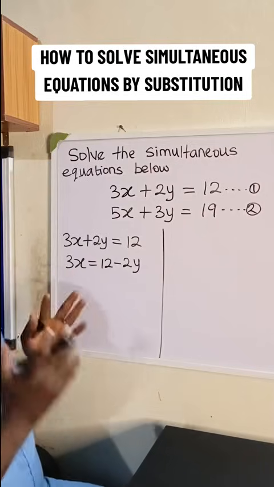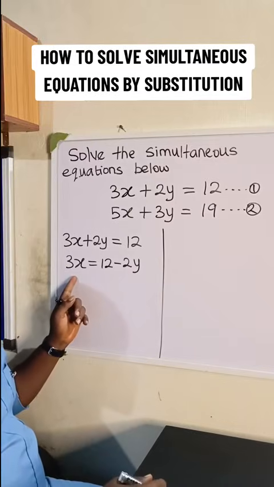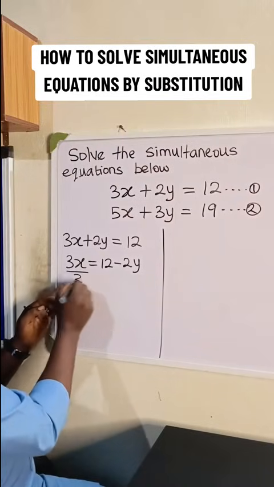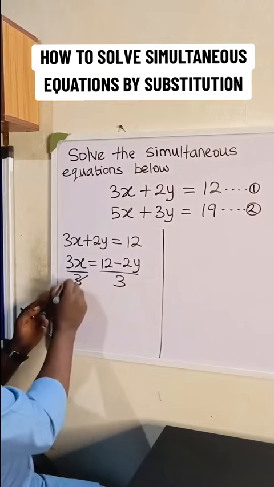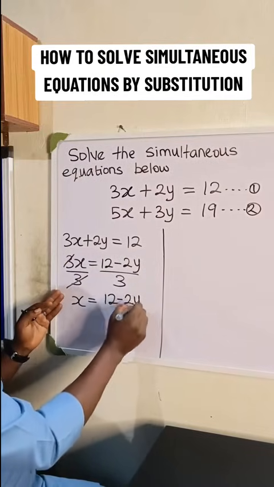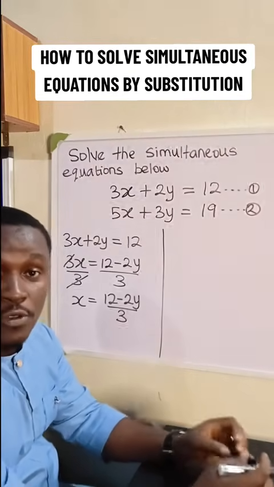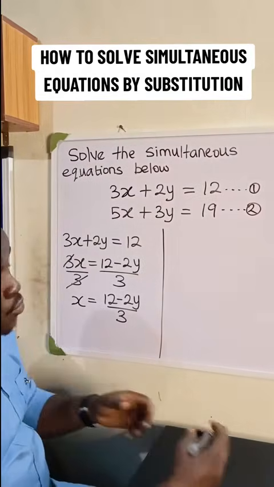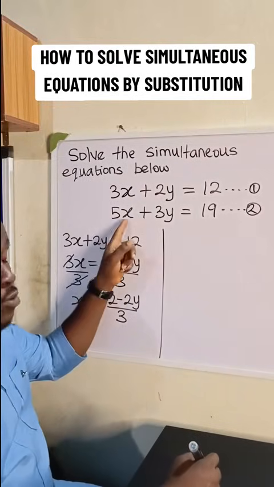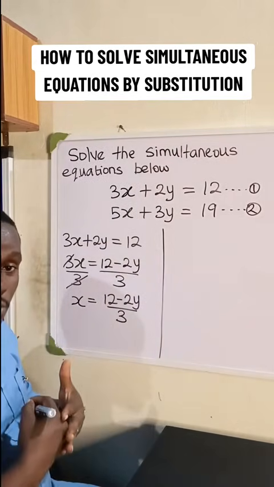Okay, so now x is on the left, but x is still not alone. We have 3. So we have to divide both sides by 3. So 3 will cancel out 3. We have x is equal to 12 minus 2y all over 3. So now we've made x the subject of equation 1. The next thing we need to do is substitute x into equation 2. So we started with equation 1, therefore we are substituting into equation 2.